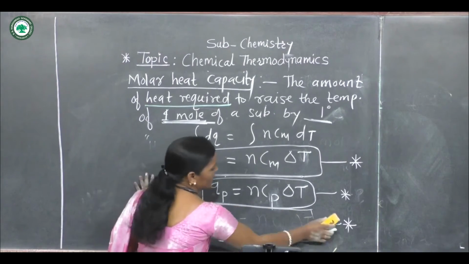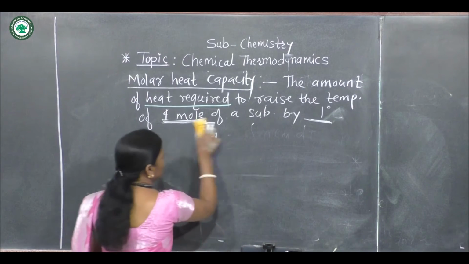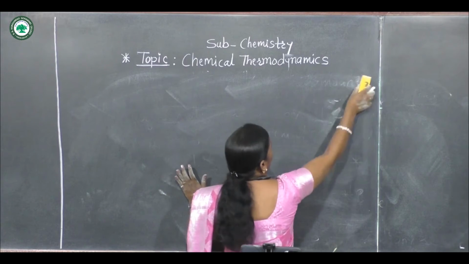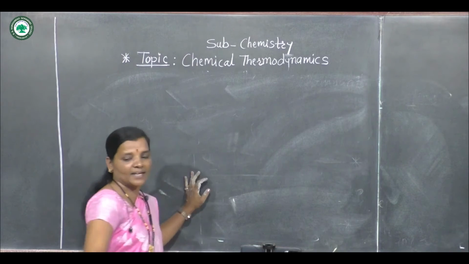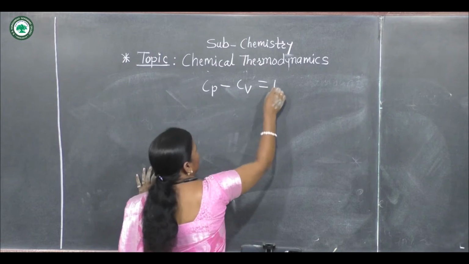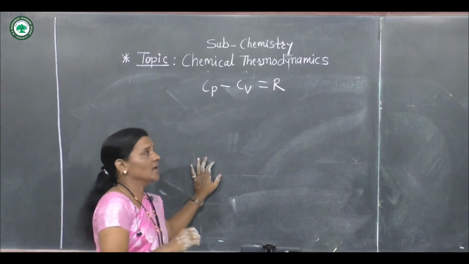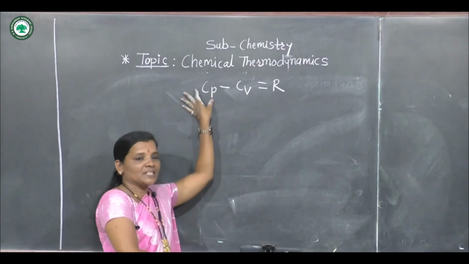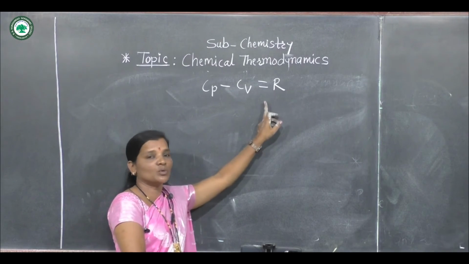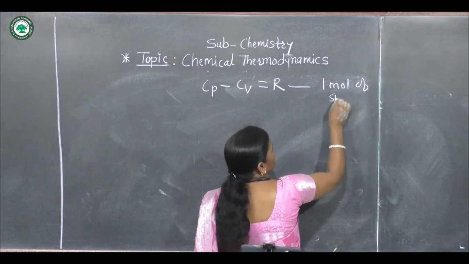So we can relate molar heat capacity at constant pressure and constant volume by a very interesting relation, and that is Cp minus Cv is equal to R. That means molar heat capacity at constant pressure minus molar heat capacity at constant volume is equal to R, but this is for 1 mole of substance.